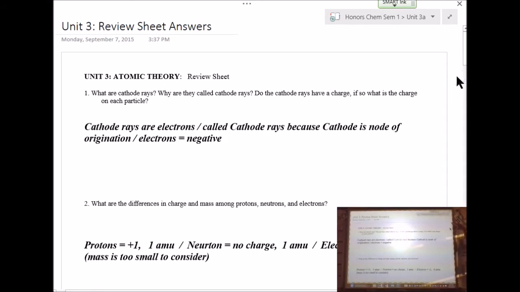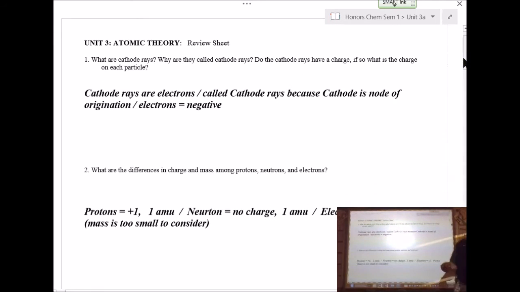So the first thing, and what I was doing was I was just kind of giving you some questions to get you to go back into the notes, kind of dive back in. And I heard a lot of people yesterday say, well, what's a cathode ray? That's exactly why I wanted you to get back in the notes, so you could refresh the things that we had talked about a week ago.